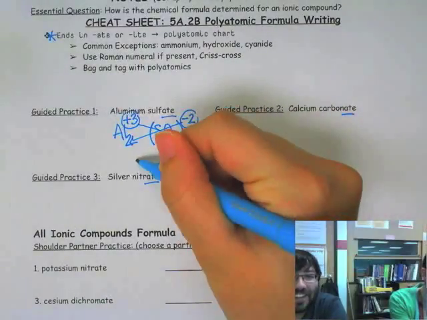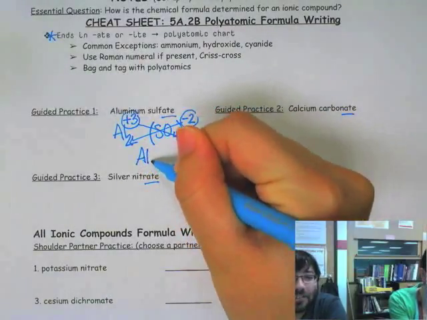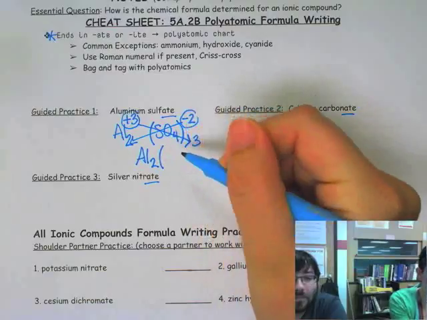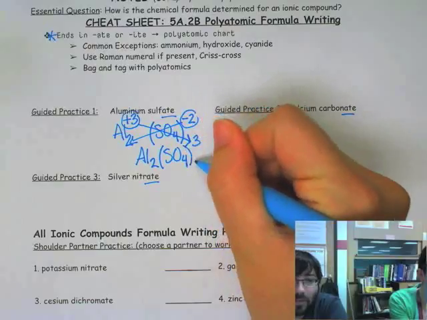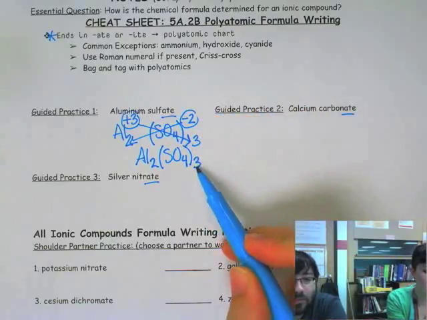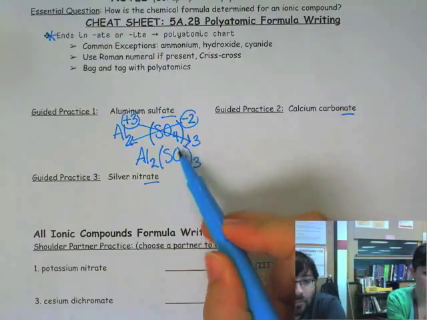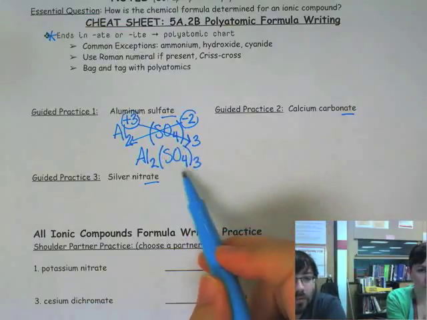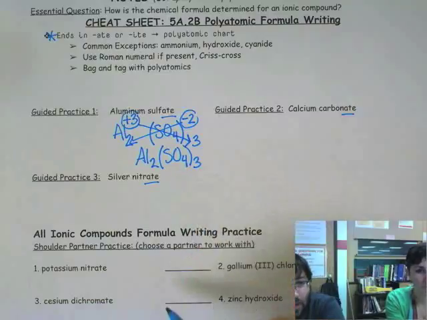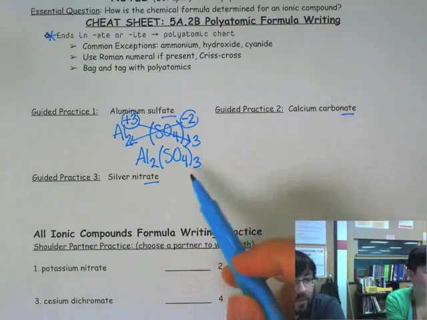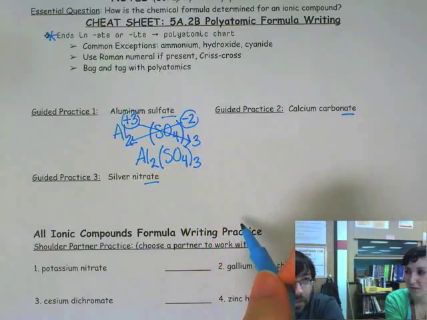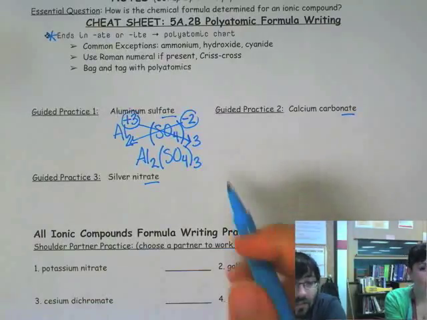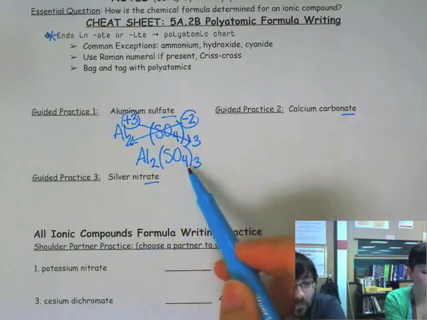So then I finish. Al2, parentheses, because we got a bag and tag, SO4, 3. And that subscript has to go on the outside of the parentheses because I got 3 SO4 units. The 3 applies to everything in the bag. So here we have 3 sulfurs, and 3 times 4, we'd have 12 oxygens. That's a lot of oxygen. It's got to go outside the bag.